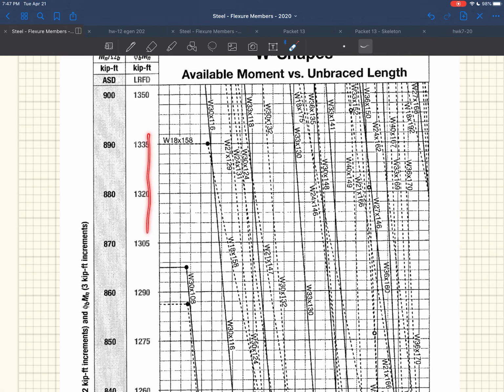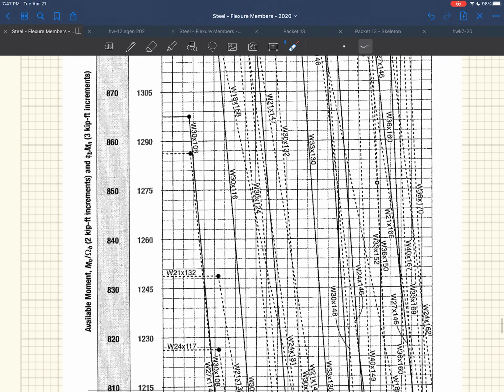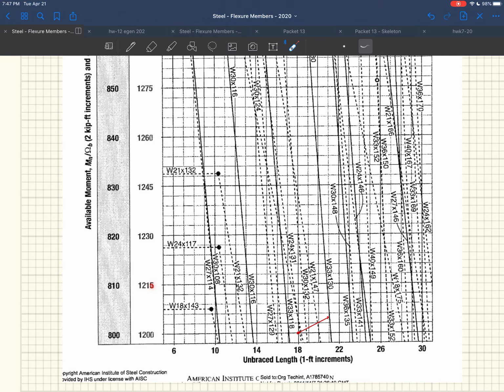So what we're looking for down here is 1200, 1201 in fact. There's 1200, and 1201 is going to be just slightly above this line going across right here. And then we have to find 18 feet. Looks like I've already marked it here from last time I taught this class. So we go 1200 across, 18 feet, and we're right at this point right here. Anything up and to the right will work.